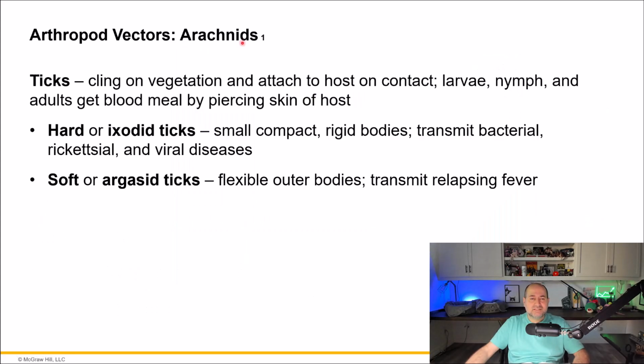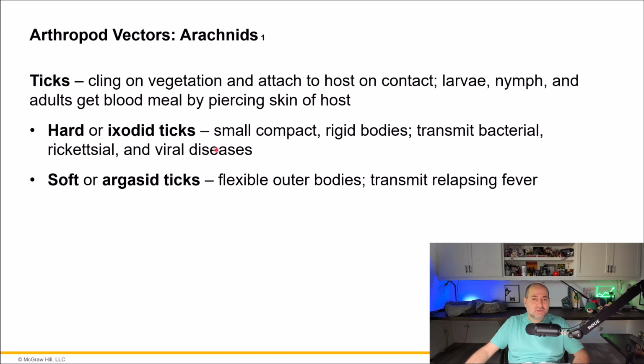But remember, arachnids have 8 legs. And ticks are a big example of arthropods that are arachnids. Ticks, these guys cling on vegetation and attach to a host on contact. The larvae, nymph, and adults get blood meals by piercing skin of host. So these little guys, they get onto your body and then they feed on your blood. There are hard ticks and soft ticks. Hard ticks are known as ixodid ticks. Soft ticks are known as argasid ticks.